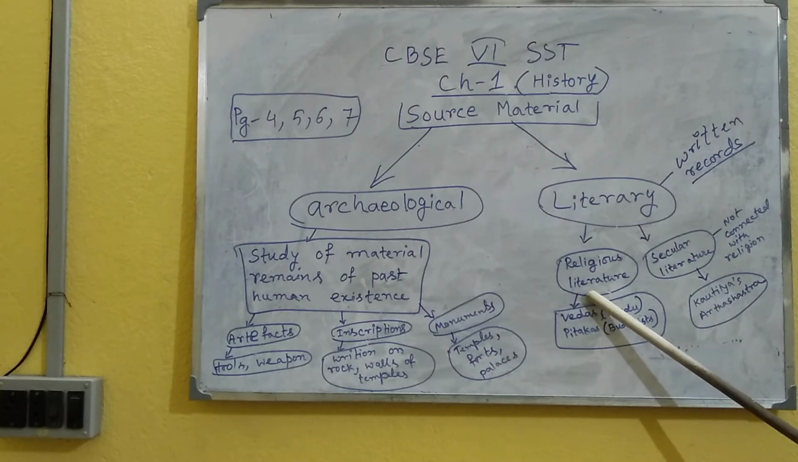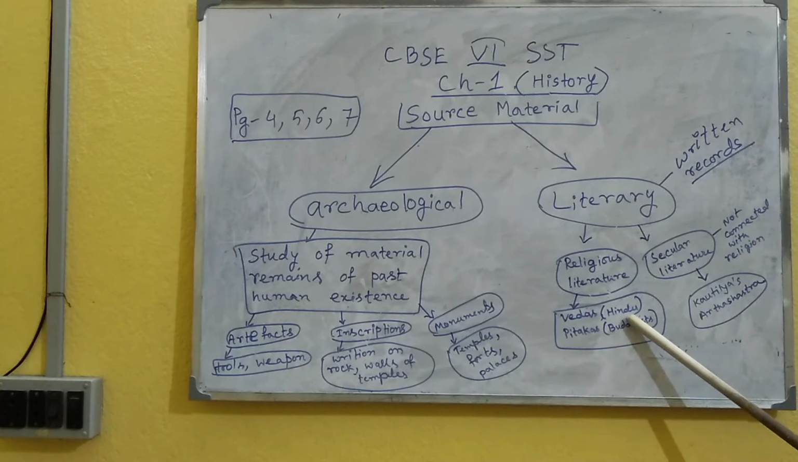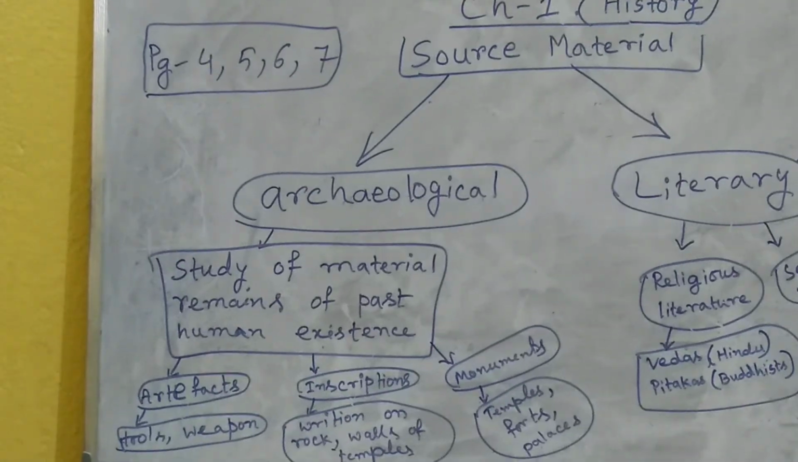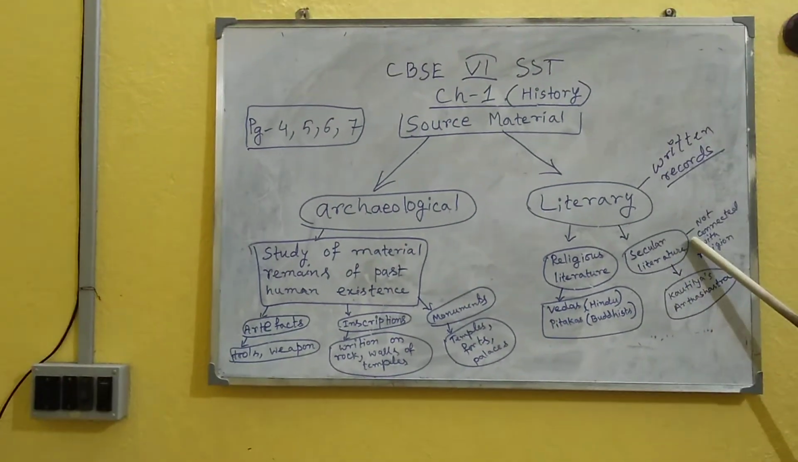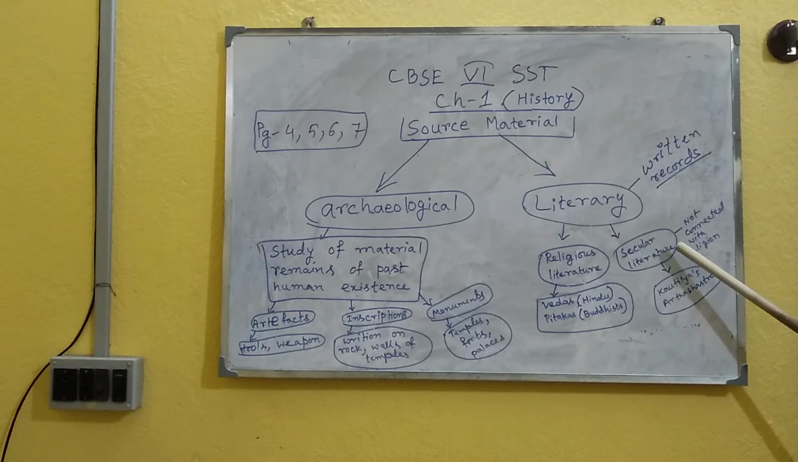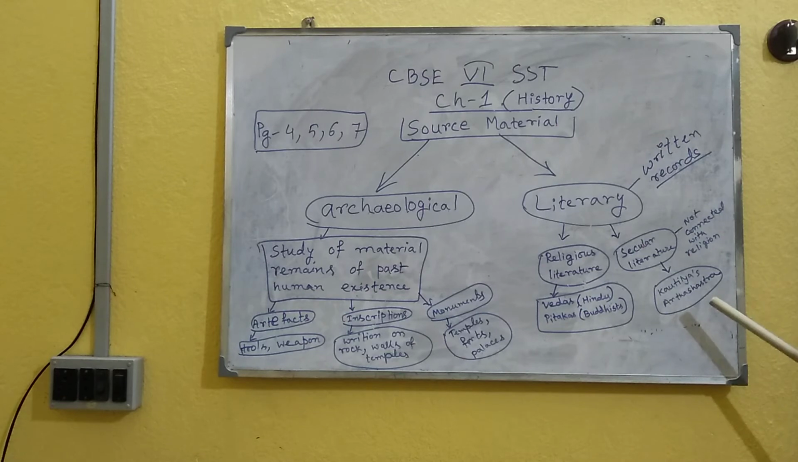Religious literature means the religious books like the Vedas of Hindus, then the Pitakas of Buddhists. Next, move to the secular literature. Secular literature means not connected with religion. That means the books or written records which do not concern religious matters, like Kautilya's Arthashastra. This is actually giving us information about the economic status of that primitive time.